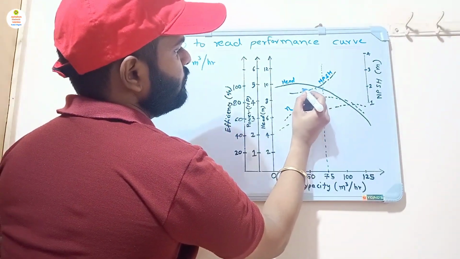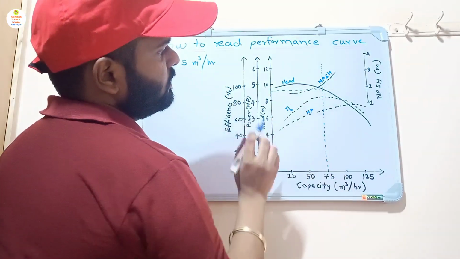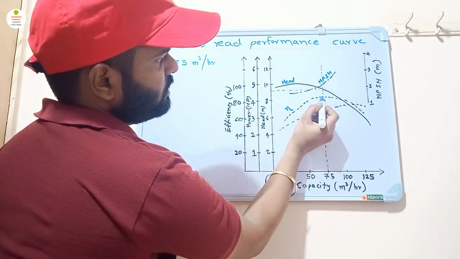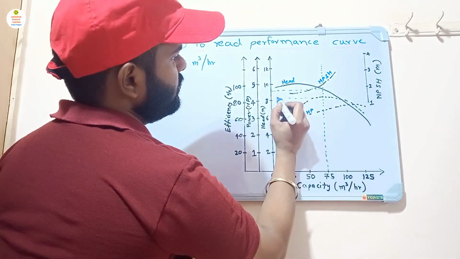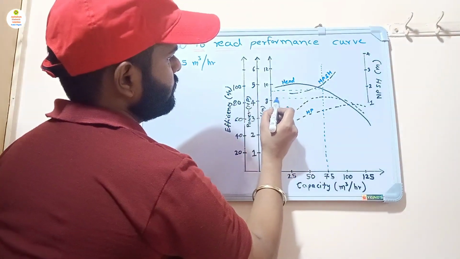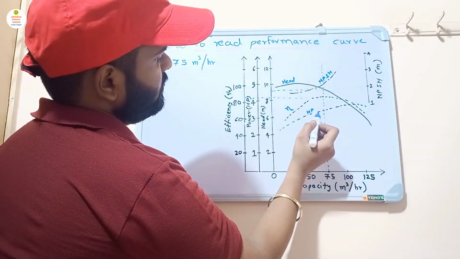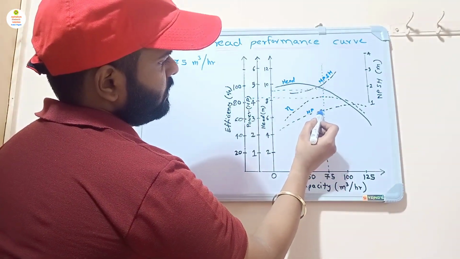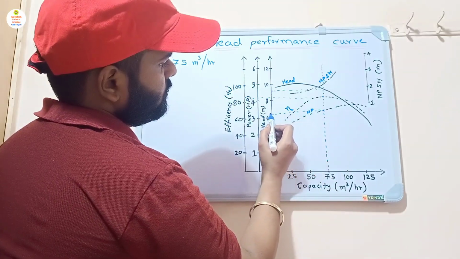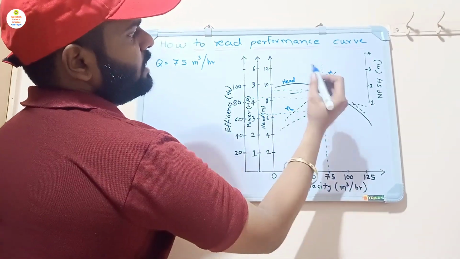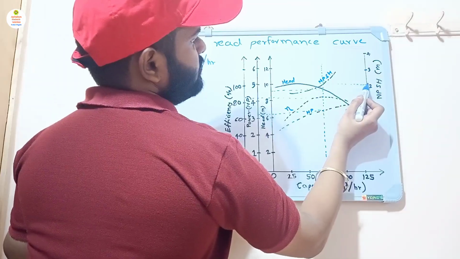I'm drawing a straight line from that, as you can see here. Now let's see, efficiency is breaking here, so I'm drawing the straight line again from here. And HP is breaking here, as you can see. And the NPSH curve has been broken down here, as you can see.